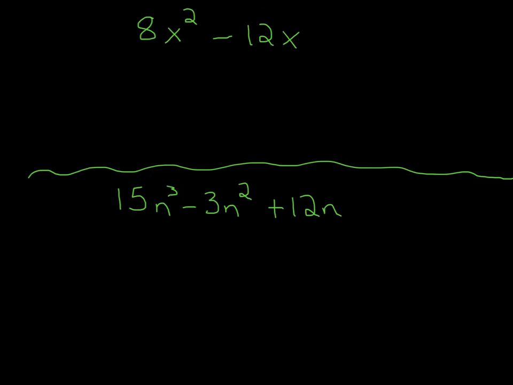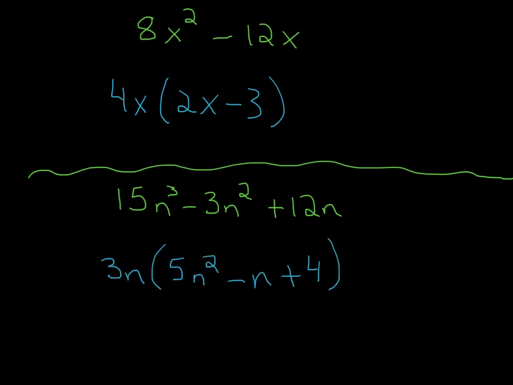Okay, last two questions. I want you to pause the video and write these down, try them on your own, and then come back and check your answer. For the first one, you should get 4x times the quantity 2x minus 3. In the second example, you should get 3n times the quantity 5n squared minus n plus 4.